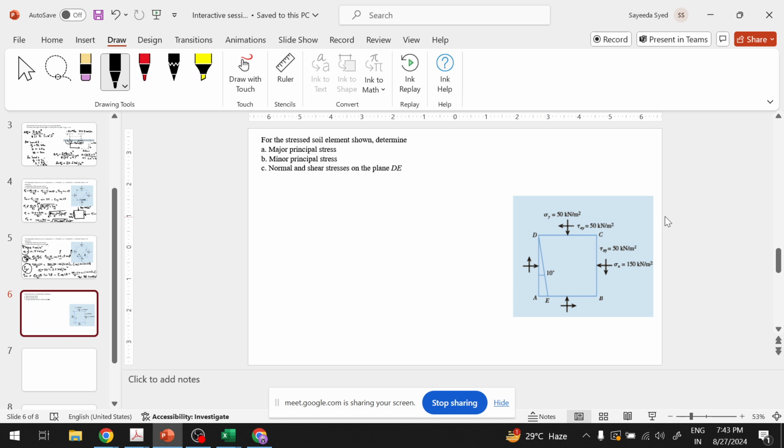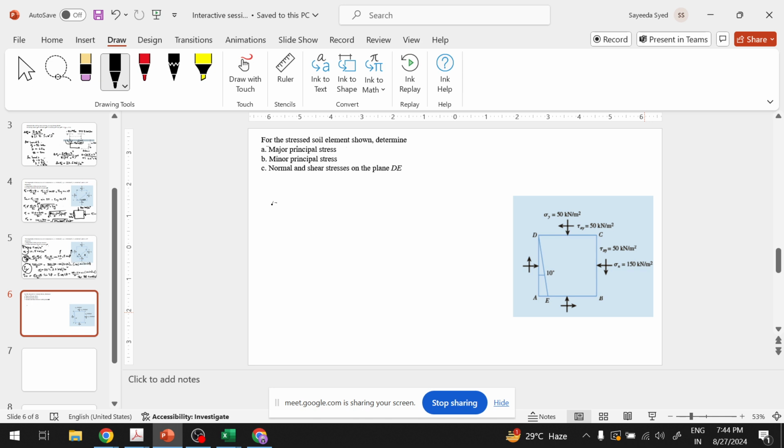We have one more question that we can discuss, but because we have to plot it, it will not be possible to completely show this, but I will give you an idea. For a stressed soil element, how can we calculate all this that we have done in the previous question, but graphically using Mohr's circle.